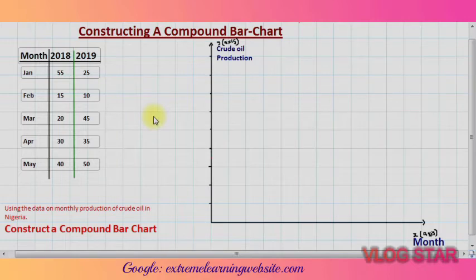The first thing you need to know in constructing a compound bar chart is your highest value and your lowest value in the given table. This highest value is not based on the column it appears in, it is selected randomly. Like here, the highest value is 55 at column 2018, and the lowest value is 10 at column 2019. Anywhere you get your highest and lowest value, you pick it like that. The most important thing is to locate your highest and your lowest value.